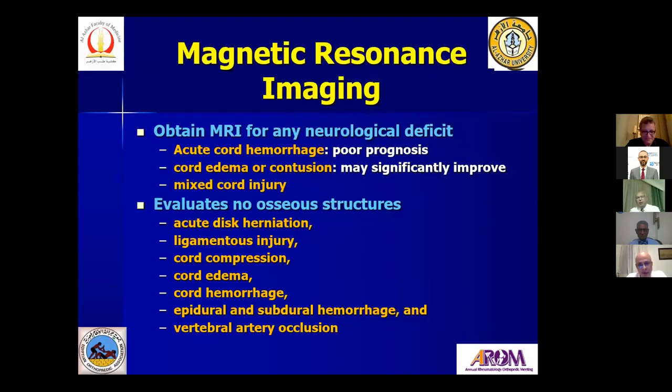What about the magnetic resonance? You can do MRI for any neurological deficit. Any patient with a neurological deficit, you have to do an MRI so you can see acute cord hemorrhage, which is considered a poor prognosis, or cord edema or contusion, which may significantly improve, or mixed cord injury, or evaluate non-osseous structures. If you have no bony injuries and you are not sure about things like ligamentous injury, acute disc herniation, cord compression, cord edema, cord hemorrhage, epidural or subepidural hemorrhage, or vertebral artery occlusion, you can do MRI.